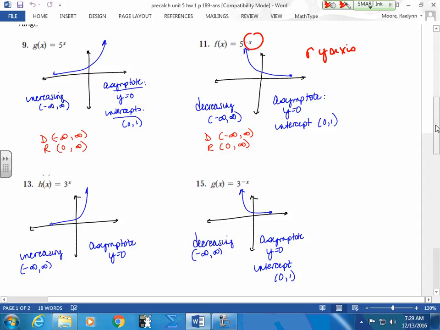Everybody good with these? Base 3, same thing, same format. Remember, you're sketching, so all I want is that smooth little curve going up. Increasing, decreasing, kind of the same thing. God bless you. Get used to the sketching part.